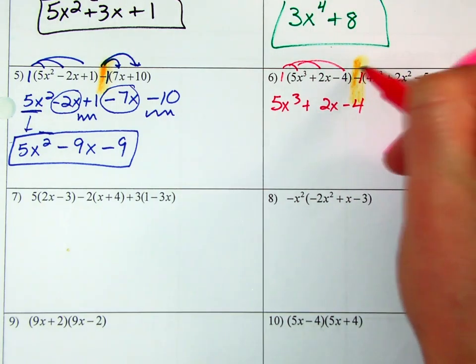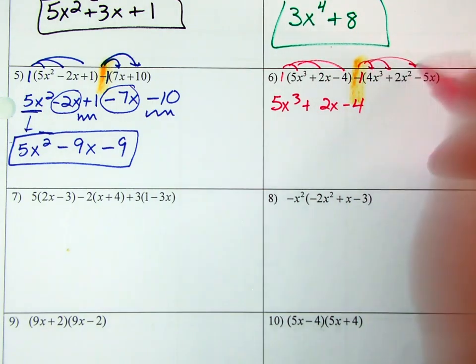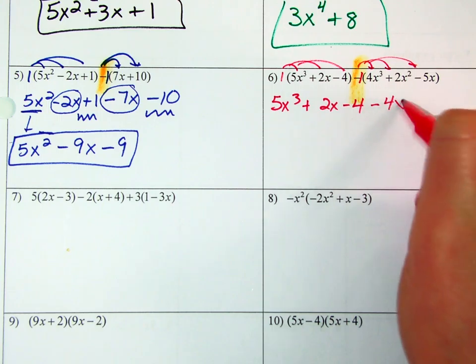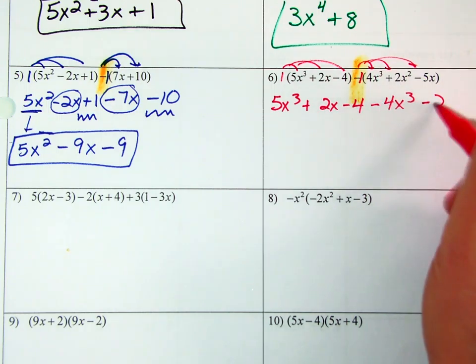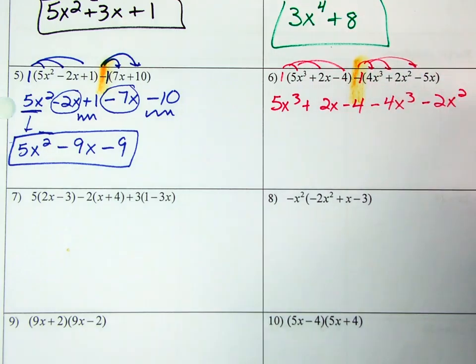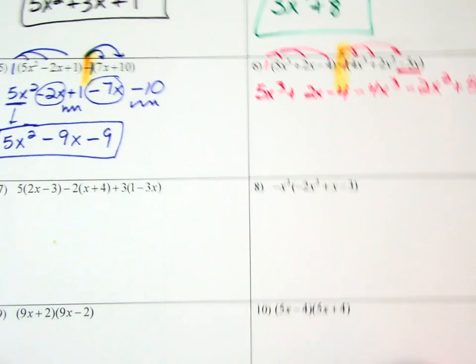But then we're distributing a negative 1 into the parentheses, which would give me negative 4x to the third. A negative 1 times positive 2 is negative 2x squared. A negative 1 times a negative 5, be very careful with that. So negative times a negative makes that a positive 5x. So, oops, sorry, you couldn't see that.